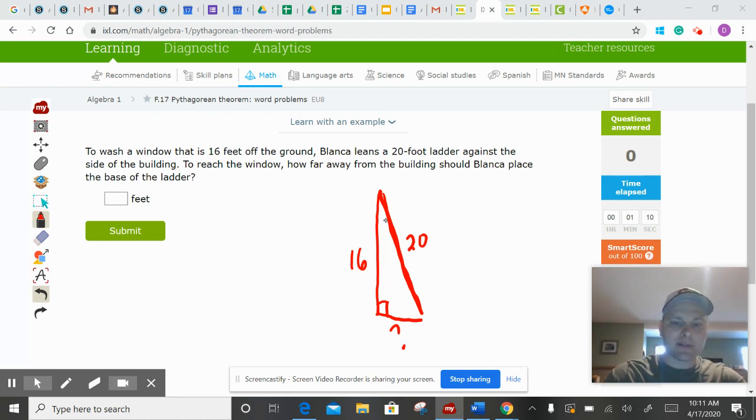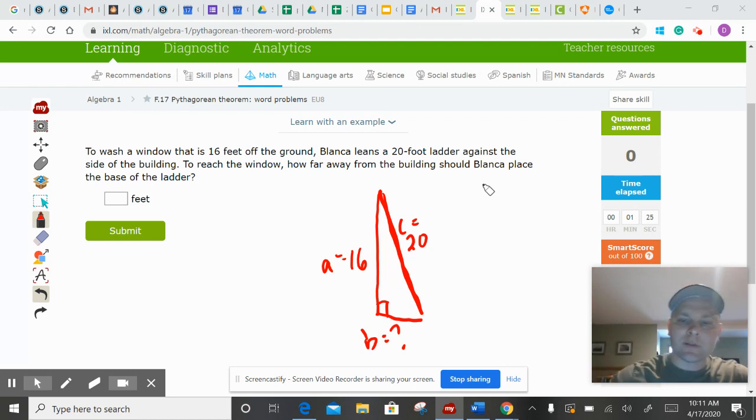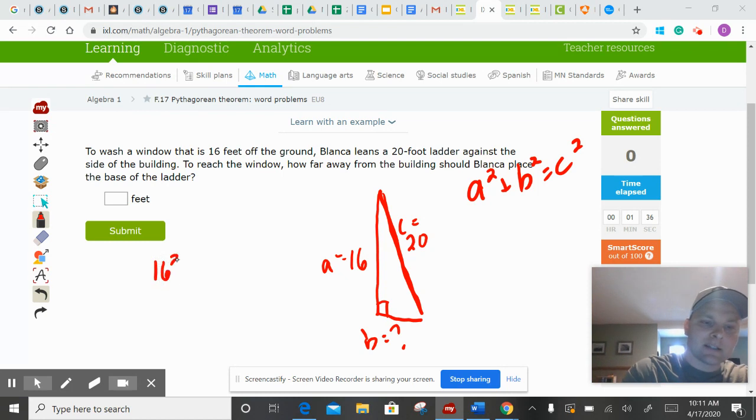But to set it up, instead of drawing the picture that I showed you a little bit on Thursday, let's just set it up with: if this is A, this is B, we know the value of C, and we want to know the value of B. So we can set it up using the Pythagorean theorem. Remember, A squared plus B squared equals C squared. A and B are the legs of a right triangle, and C is the hypotenuse. So we have 16 squared plus B squared equals 20 squared.